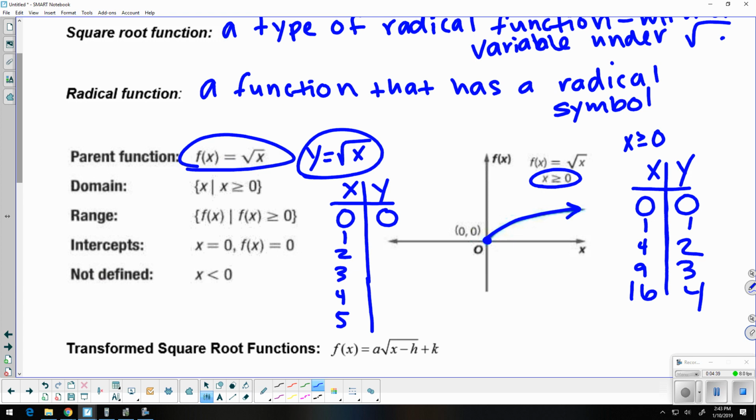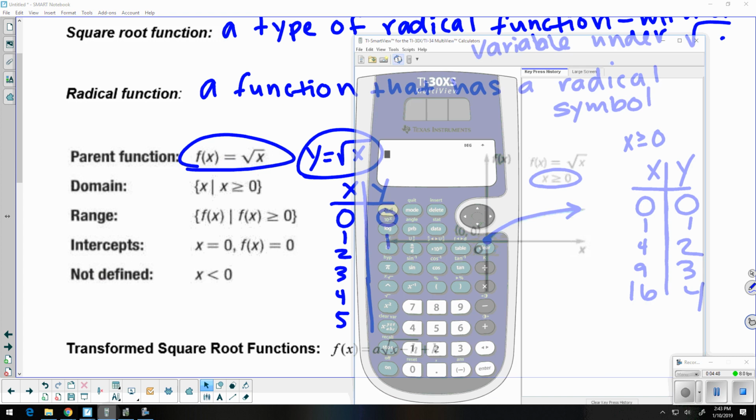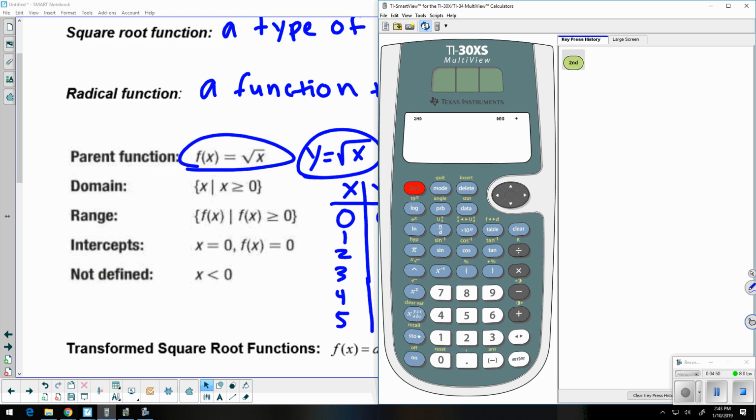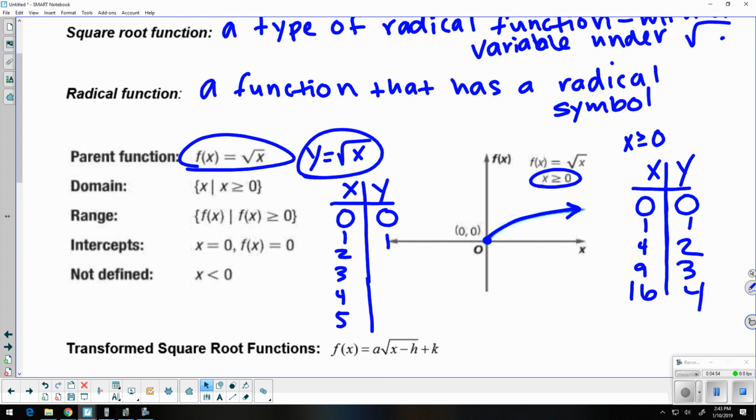If I plug in 1 for x, again, y is just going to be 1 because it's the square root of 1. But if I plug in 2 for x, I'm taking the square root of 2. Well, I don't know what the square root of 2 is off the top of my head. So if I just go ahead and punch this in, square root 2, as a decimal, it's about 1.4.